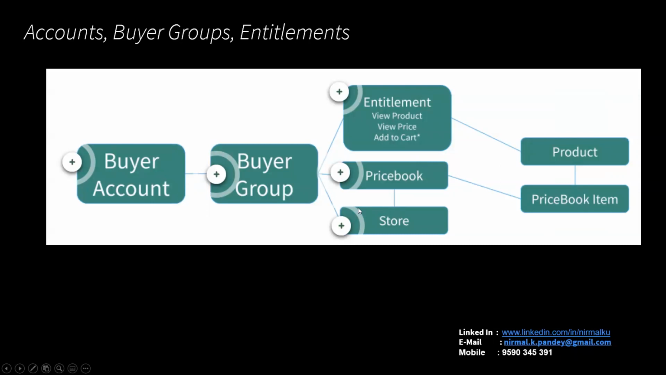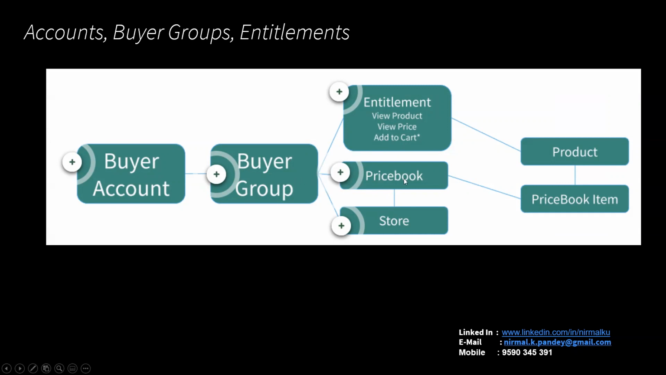Okay. So like we discussed on the account, buyer group, and entitlement. An account, we need to enable it as a buyer account so that it can participate in the commerce activities. Then buyer group. Like we discussed, we can have a different set of accounts under different buyer groups, like premium or regular. Then we have entitlement. Entitlement enables you to set the product view, whether you want to view the product pricing. So you can have different policies associated to this particular buyer group.